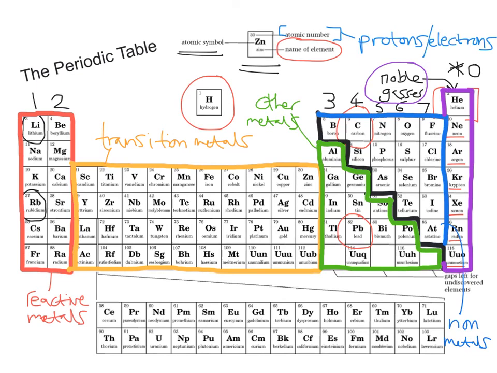Each box in the periodic table contains the name of the element, a chemical symbol to represent that particular element, an atomic number as shown in this particular video, but also a mass number. Atomic number would give the number of protons and electrons, the mass number gives the number of protons and neutrons. So there we have a very quick introduction to the periodic table.